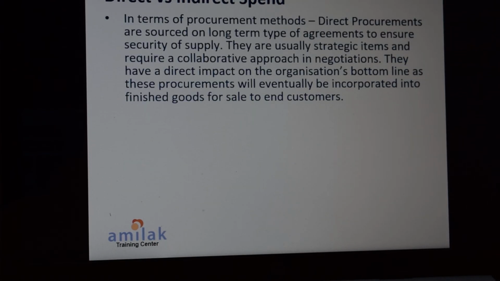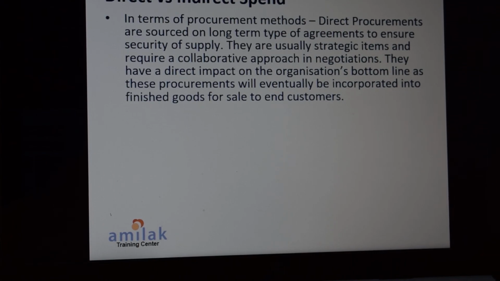All right. Now let's look at the comparison between the two, and that will be it for today. So if you look at the procurement terms, direct procurement are sourced on long-term type of agreements. So you have long-term contracts, say for 4 years or so. Some companies even go to 10 years, depending on the strategic nature of the particular product. You want to have security of supply. These are items that are core to your business. So if you transform raw materials into components, you want to secure contracts for raw materials on a long term, all right, to ensure that there is security of supply.